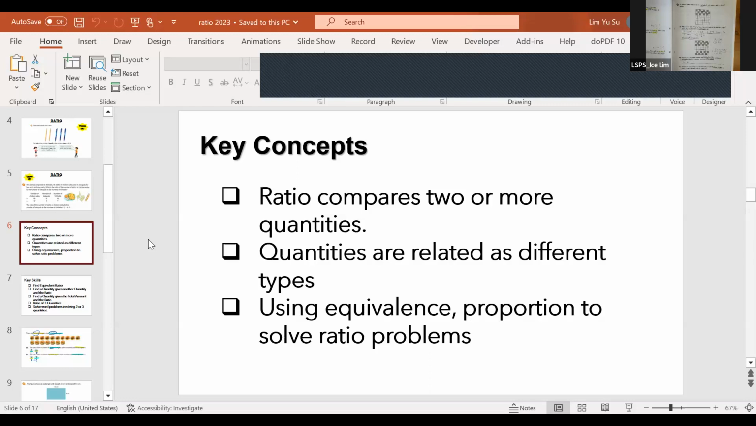Can you see the board here? But it's not recorded. Then I need the recording. Stop share first. Stop share. Right. Oh, sorry.